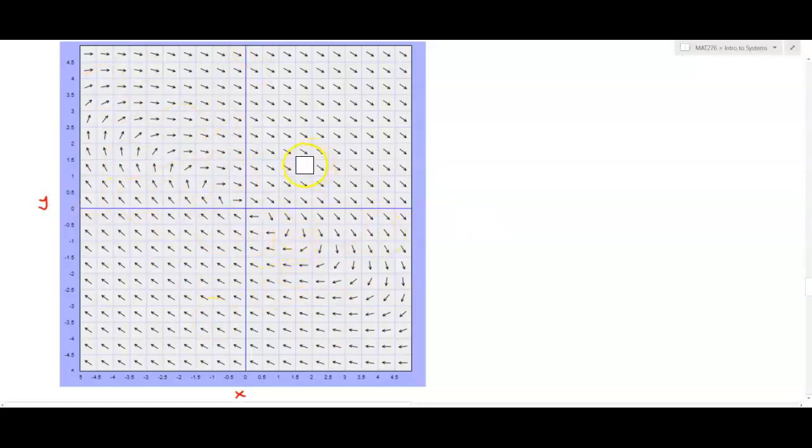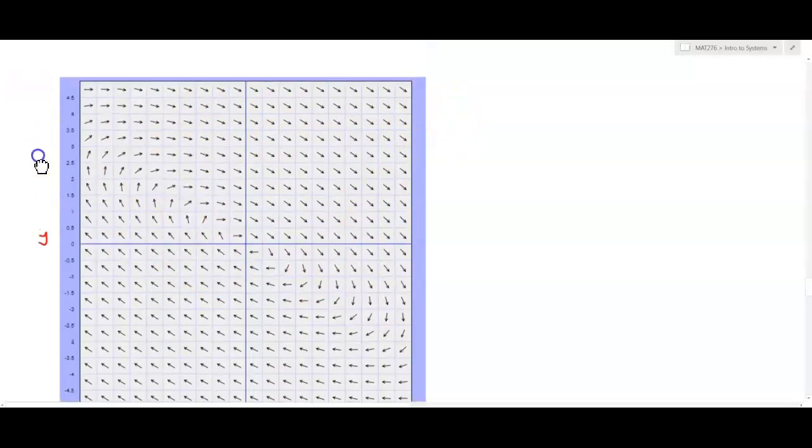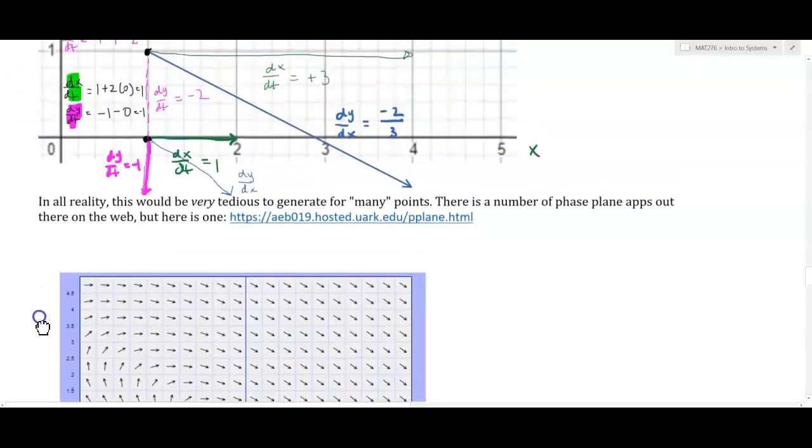So if we generate this for many points, you can see what's happening: there's this flow, and x and y seem to be flowing into these elliptical shapes as time passes. And again, this is just repeating our process up here for many, many points.